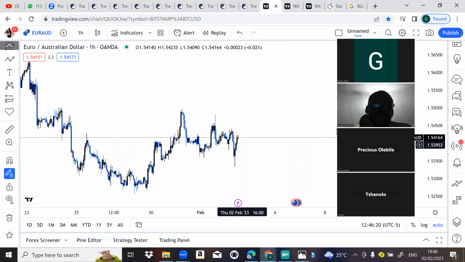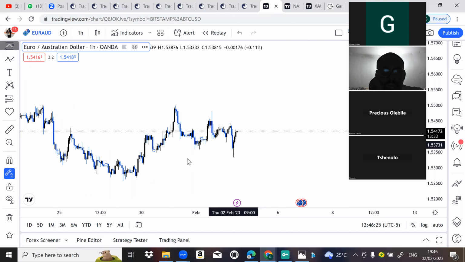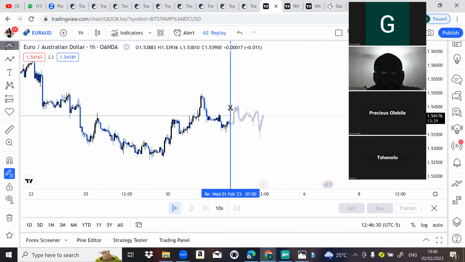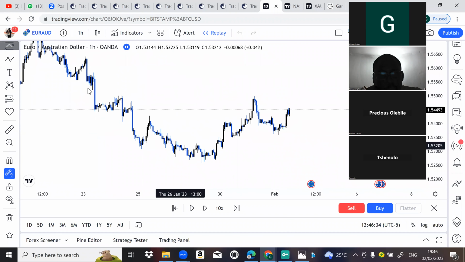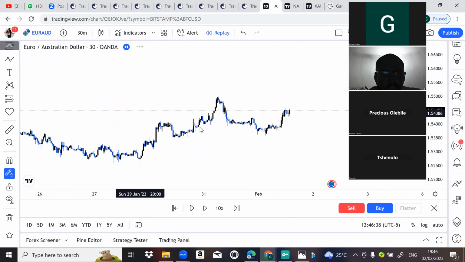So with SH, it doesn't mean you always have to look for a stop hunt. Sometimes you can just use an order block with a break of market structure. So now let's take an example with the Euro AUD.